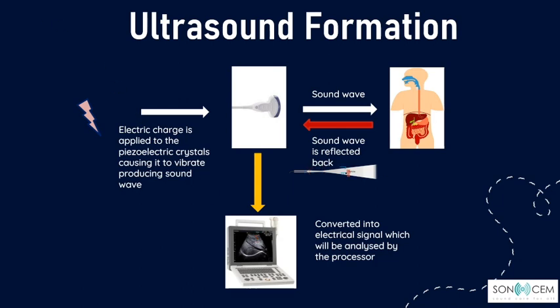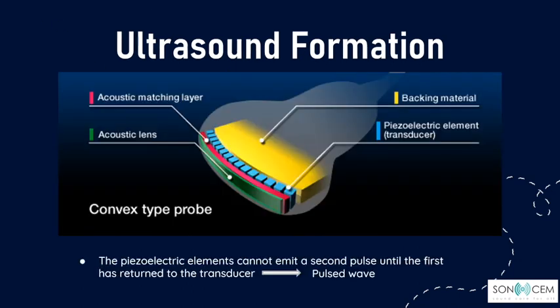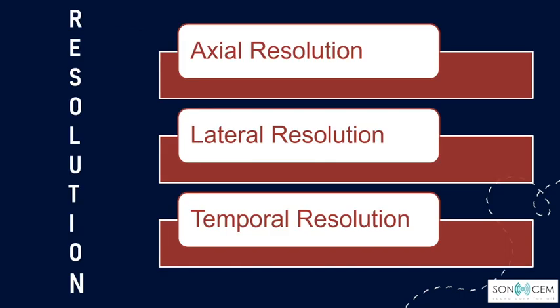image. In the past decades, transducer assembly has evolved in design and function. This is a cross-section of a transducer used in the current era, and I must say that the most important layer is the piezoelectric crystal layer, which cannot emit a second pulse until the first has returned to the transducer. Image resolution is the detail an image holds, and we are often obsessed with image resolution. Both axial resolution and lateral resolution come under the same umbrella of spatial resolution. And another aspect is temporal resolution.